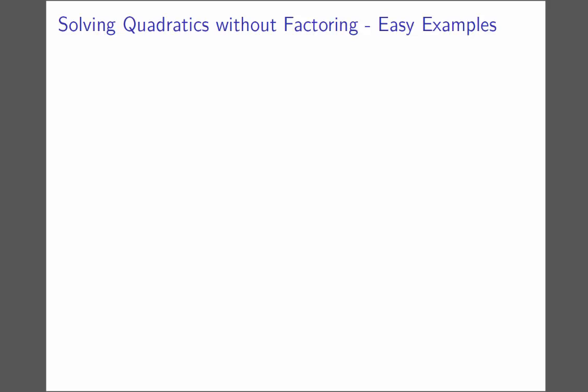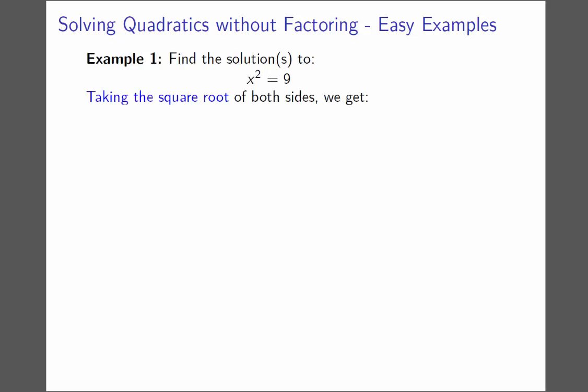We will now look at more examples of solving quadratic equations without factoring. The first example will find the solutions to x squared equals 9. To do this, we'll take the square root of both sides to get the square root of x squared equals the square root of 9, which is 3.